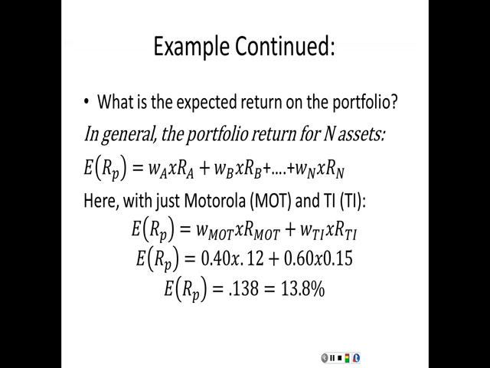Key thing, that doesn't mean that's what we're going to get going forward. That's what we expect. Remember when we talked about the normal distribution last unit? Returns are random variables. So we might have a normal distribution with a mean or average of 13.8%, but our actual return might be bigger, might be smaller. That's what we're going to try to predict.